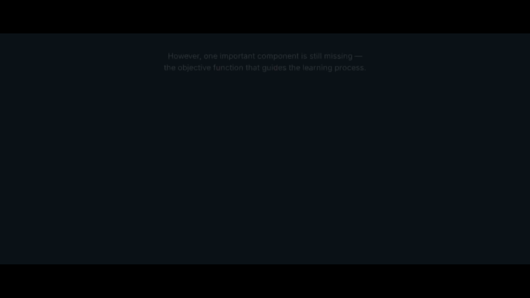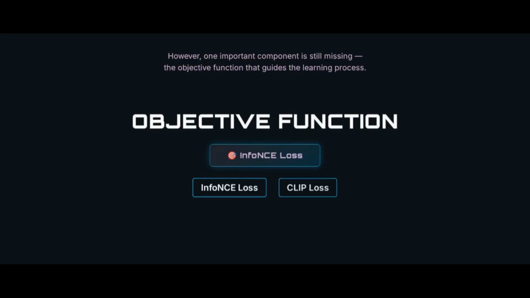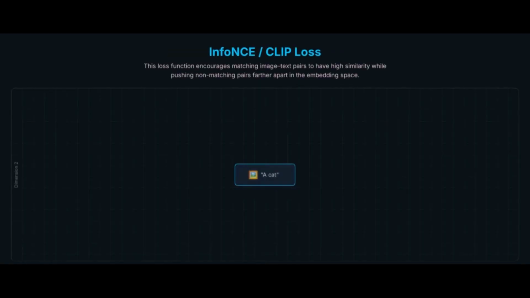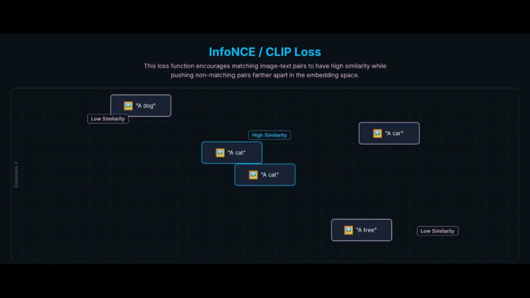At this point, you have seen all the key building blocks involved in contrastive learning: the encoders, the attention mechanism, and the shared embedding space. However, one important component is still missing: the objective function that guides the learning process. In contrastive learning, this objective is commonly referred to as the InfoNCE loss, also known in the context of CLIP as the CLIP loss. This loss function encourages matching image, text pairs to have high similarity while pushing non-matching pairs farther apart in the embedding space.